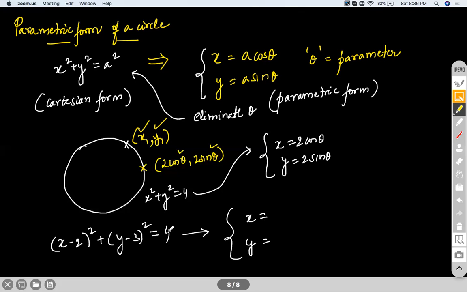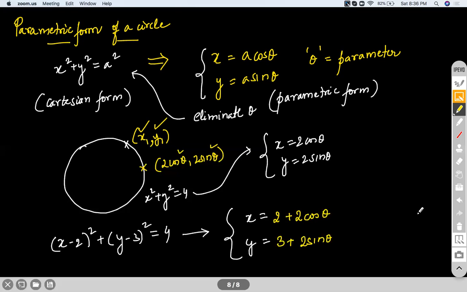So x minus 2 equal to a cos theta. In this case, that will be x minus 2. So you're on the right track, Shreyas. x minus 2 is equal to 2 cos theta. So can I say x will be 2 plus 2 cos theta? And y will be 3 plus 2 sin theta.